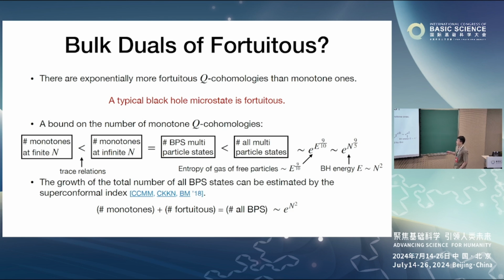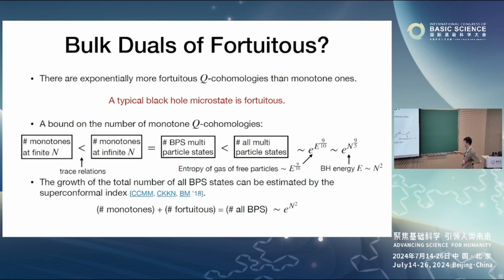That is coming from a bound on the number of monotone Q cohomologies. So let's first start with the number of monotone cohomologies at finite n. Of course, this number is smaller than the number of monotone cohomologies at infinite n. That is because if we impose a trace relation on the infinite n monotone cohomology, we get the finite n monotone cohomology. So we have this inequality. And then by our previous conjecture, this number is equal to the number of BPS multi-graviton states in the bulk. And of course, this number is smaller than the number of all multi-particle states in the bulk. And we can estimate this number by knowing that the entropy of a gas of free particles will scale like energy to the 9/10.